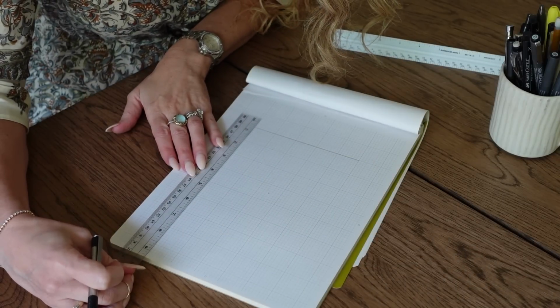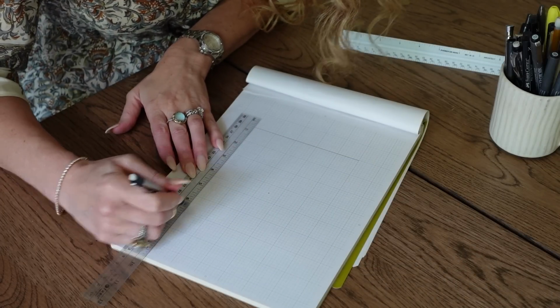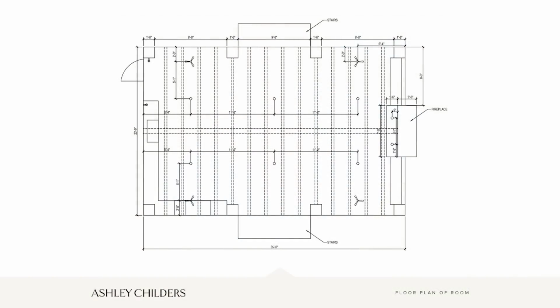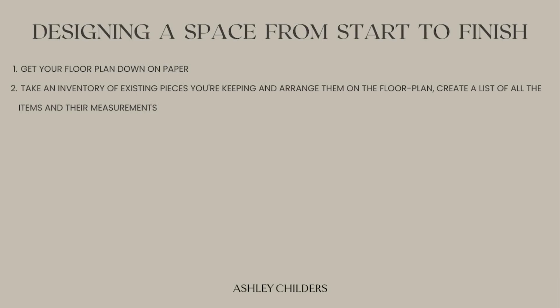Getting your floor plan or room plan down on paper is an essential first step because you need to know how much space you have to deal with. So after you've done that, we're going to move to step number 2, and that is to take an assessment of all the pieces that you have in the room that you want to keep. If you don't want to keep anything, or if you're starting from scratch, you can skip this step.